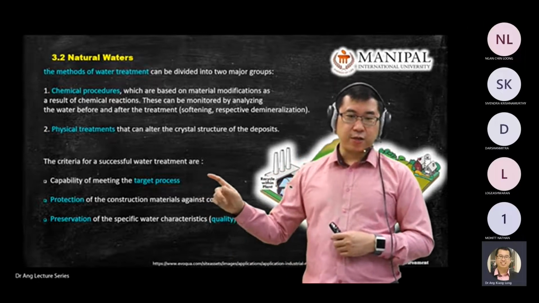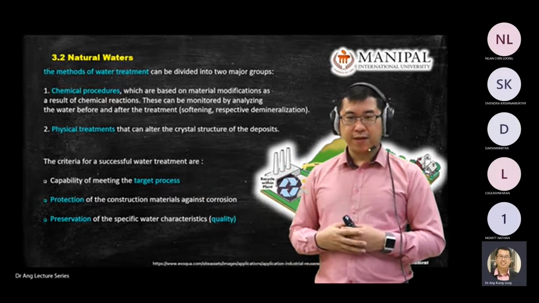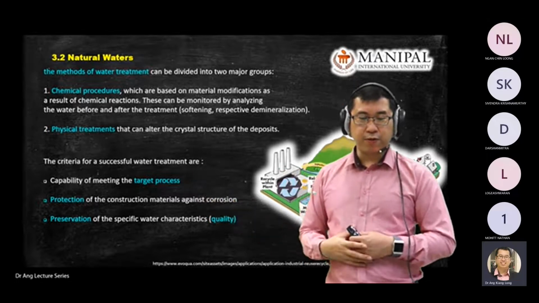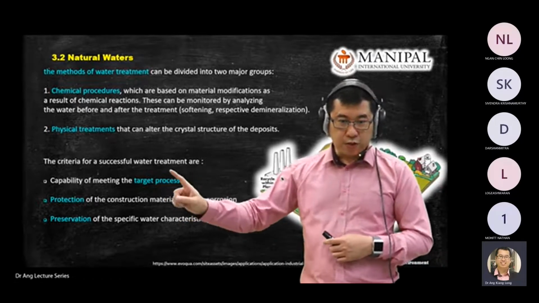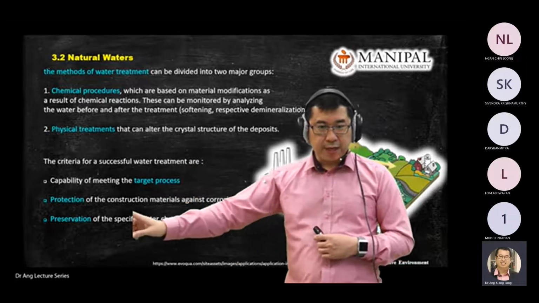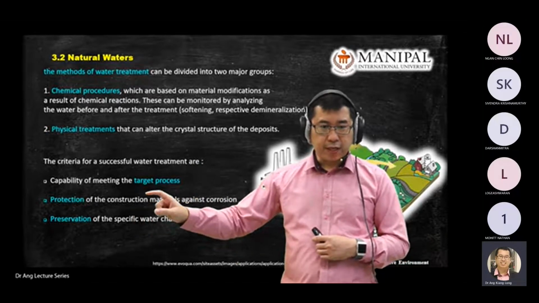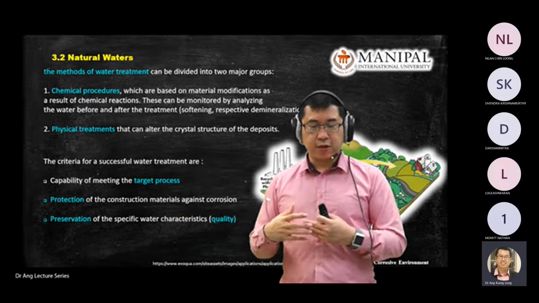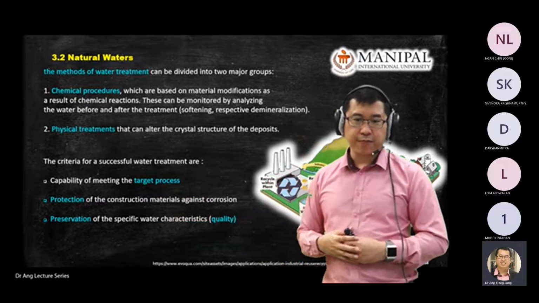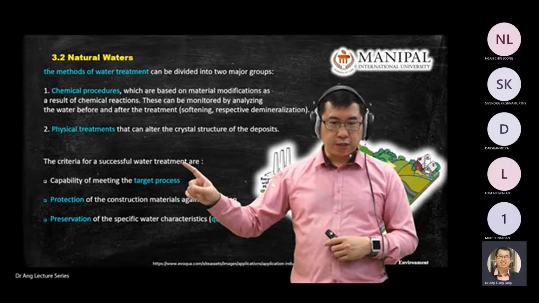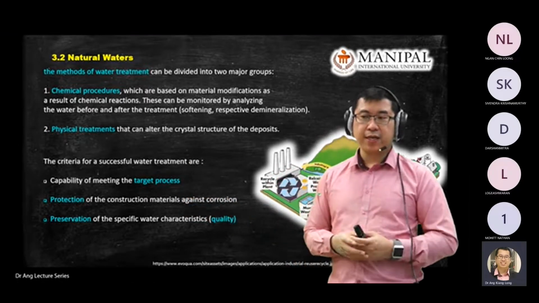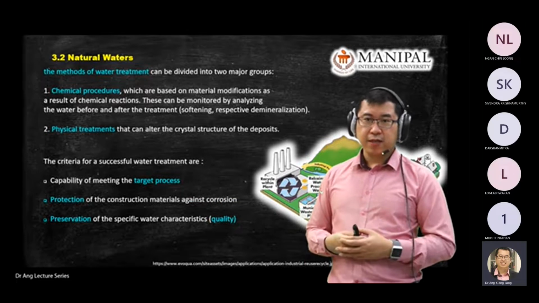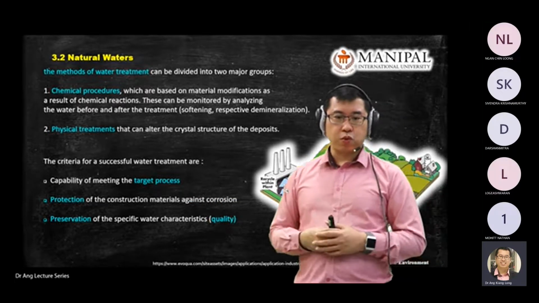Okay, so this is also one of the criteria they're looking for when it comes to water treatment. First, target process, and then whether or not it is able to protect against or slow down the corrosion. Whether the treatment that you do is able to generate a protective layer or able to stop the corrosion.